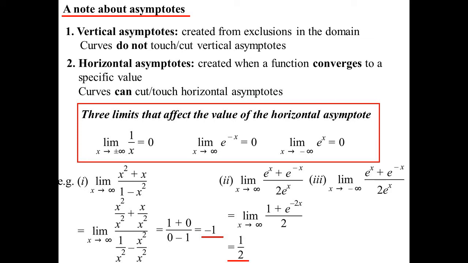I can do the same sort of thing if I'm looking at negative infinity, so it's the same function, but now I'm interested in what happens at negative infinity. Well, in this case, I want to get rid of the negative power. So e to the power of minus x, how will I get rid of that? Well, I'll multiply it by e to the power of x. So we'll multiply everything by e to the power of x this time. And so I'll get e to the power of 2x plus 1 on 2e to the power of 2x. Well, now because I'm going towards minus infinity, those exponentials will go towards 0, and I'm left with 1 on 0, which is undefined.